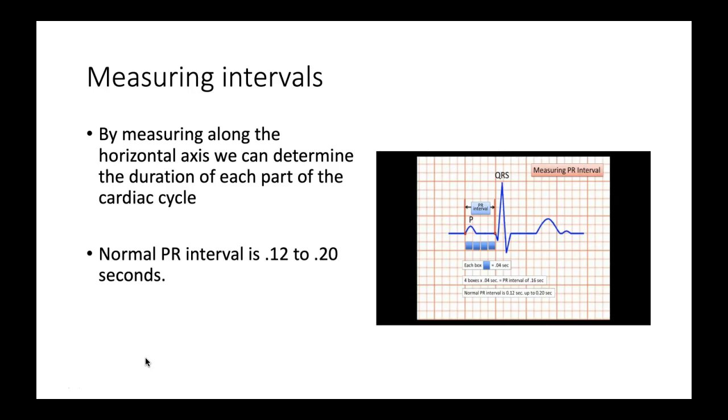So when we look at the horizontal axis, not the vertical axis, but the horizontal axis, we can determine the duration of each part of the cardiac cycle, that time interval that we're talking about. That we do in seconds. So for example, this slide is showing you the PR interval. That's from the beginning of the P wave till your R wave begins, and that normally is 0.12 to 0.20 seconds. That's a normal PR interval. If it is longer than that, then we call that a first degree block.